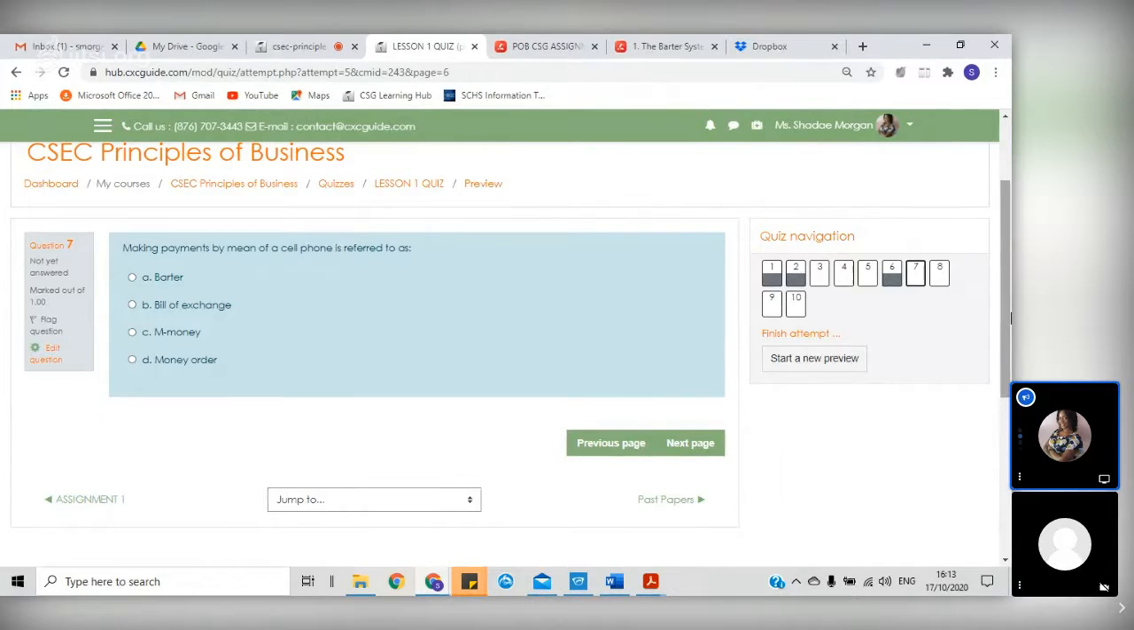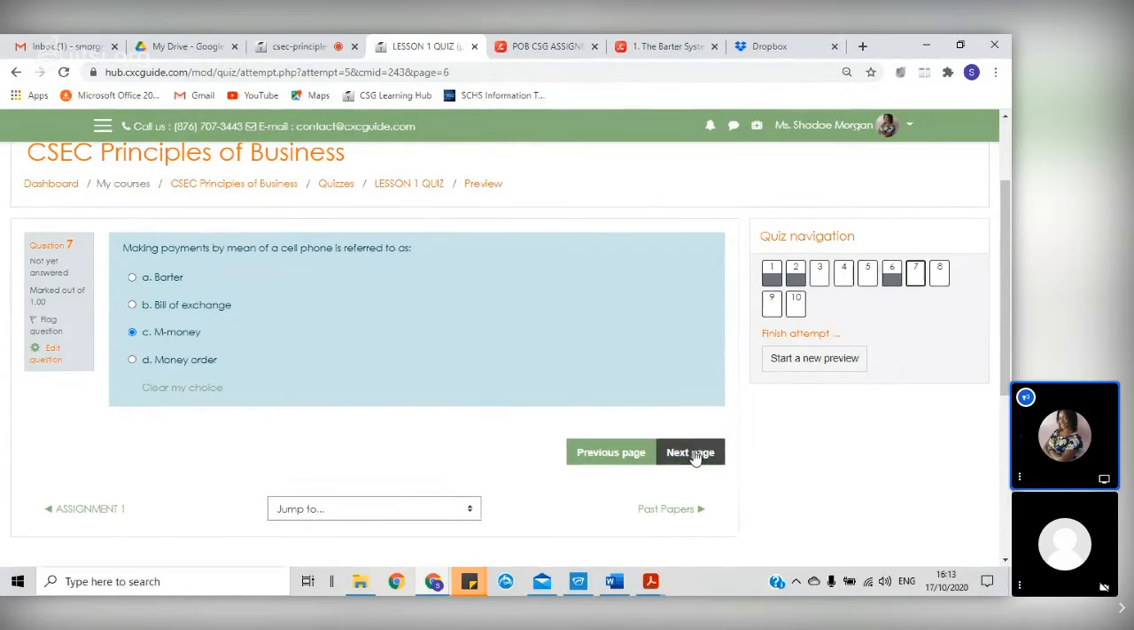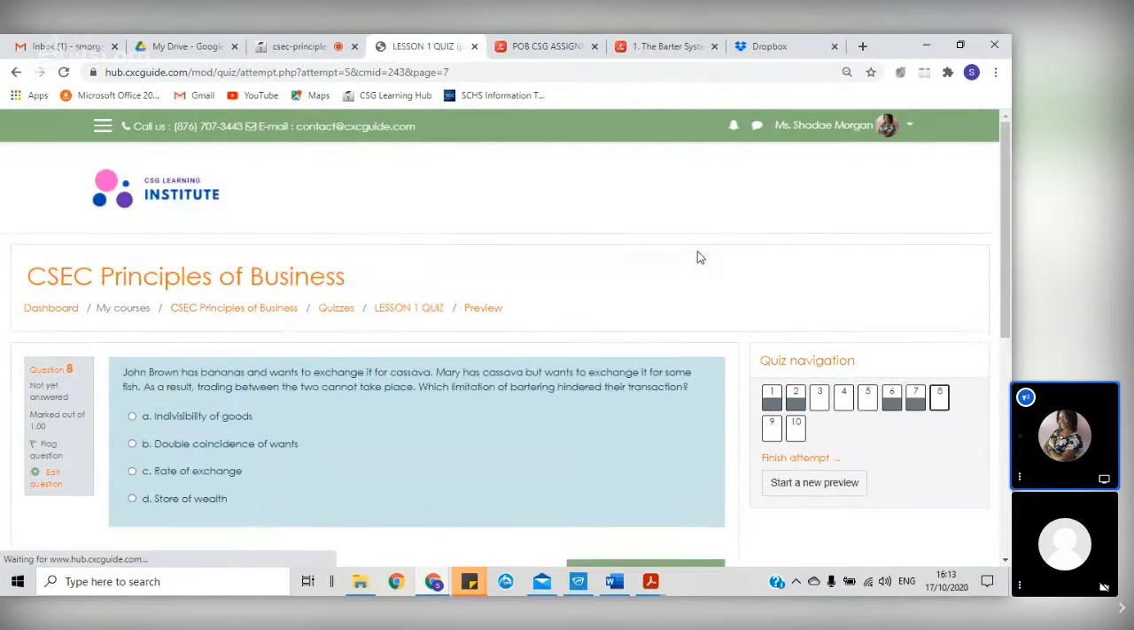Remember, M stands for mobile, right? And when you think of mobile, you're thinking about the cell phone, right? So you being able to make payments using your cell phone is referred to as M-money or mobile wallet. So the answer here is C. All right, so the next question.